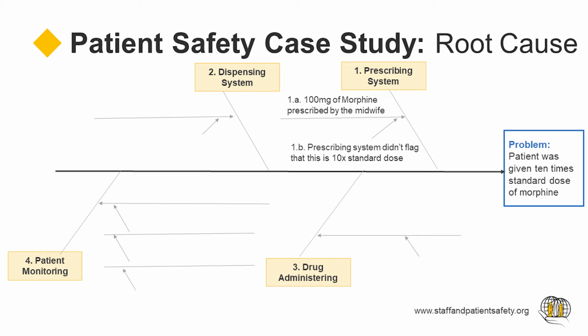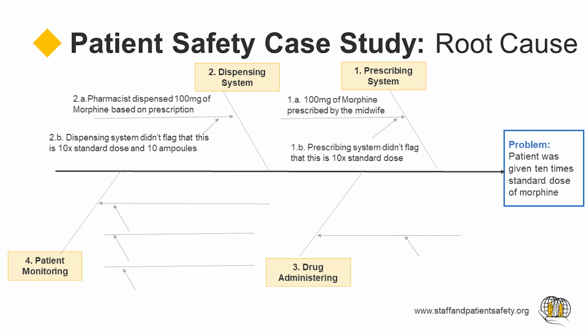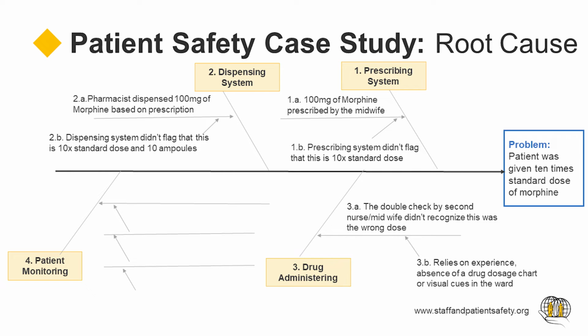The patient was wrongly prescribed 100 milligrams of morphine instead of the 10 milligrams. When this happened, the electronic prescribing system didn't flag that this is 10 times the standard dose. The prescription was then dispensed. The healthcare provider dispensing the prescription was not alerted by the system that this is 10 times the standard dose per patient. The double check carried out prior to administering the drug to the patient didn't recognize this is 10 times the dose as well. Why? The double check relies on the experience of the person who's doing the check.